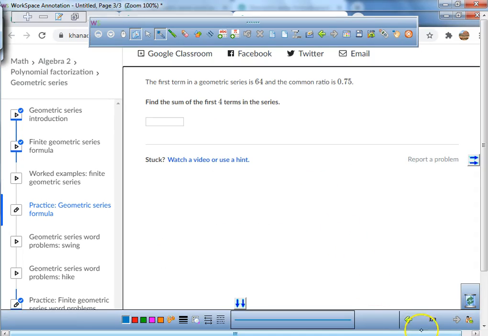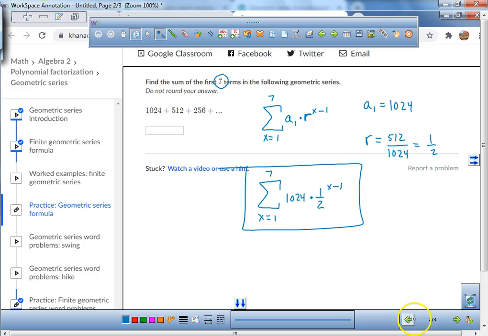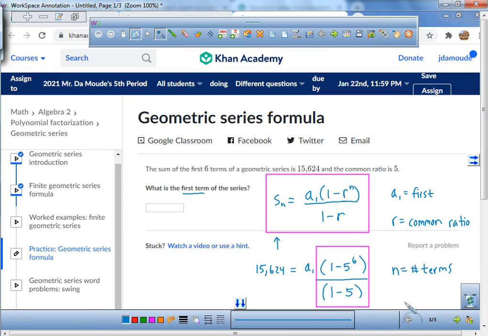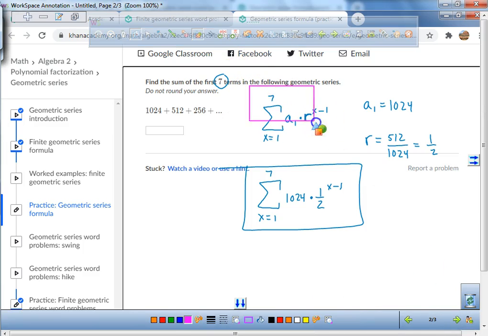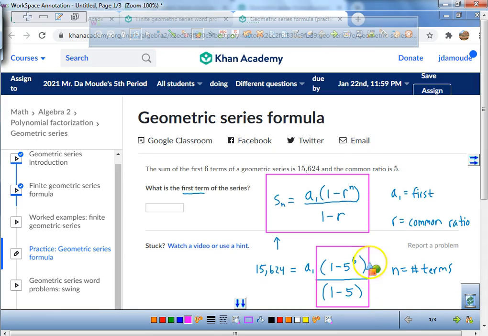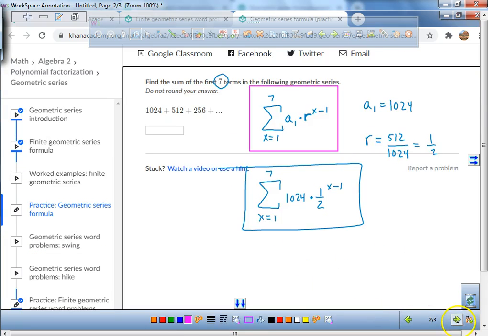All right, so basically what we're going to be doing, we're going to be going back and forth. We're going to either use this one or we're going to use this one. So I want you guys to have both in your journal. I need you guys to have that guy in your journal, and I need you guys to have this guy in your journal. All right?